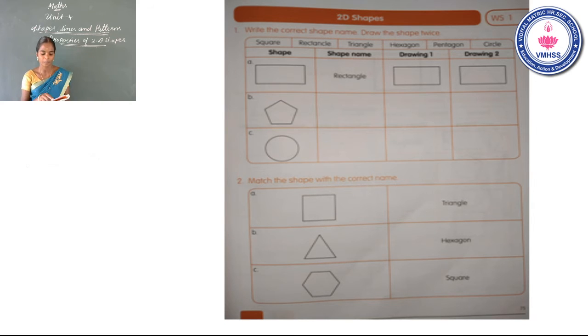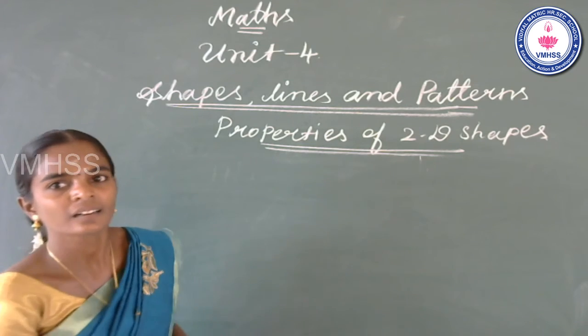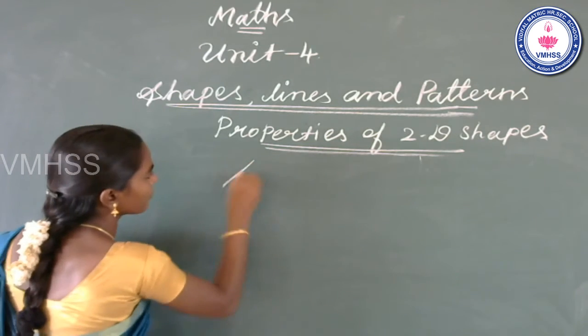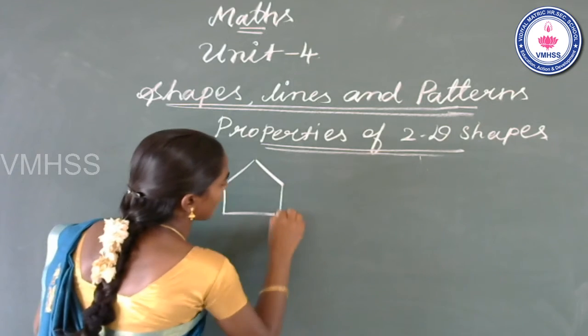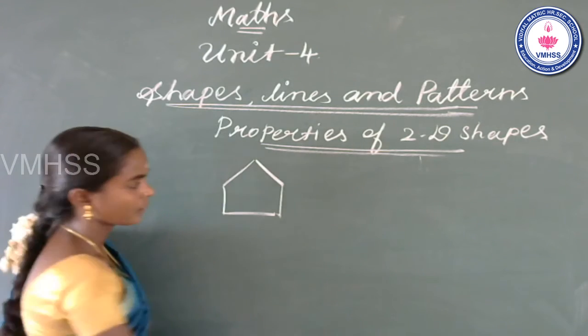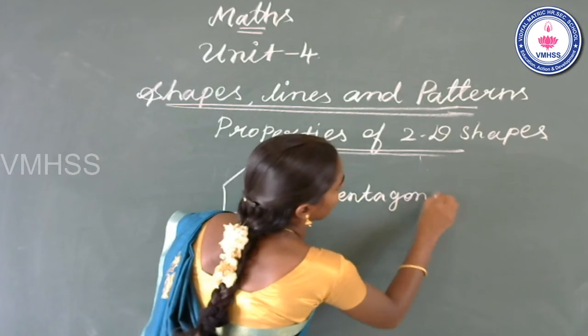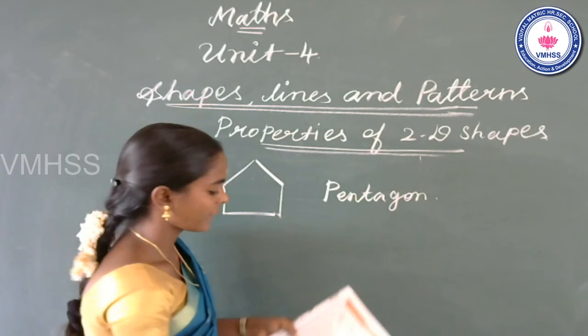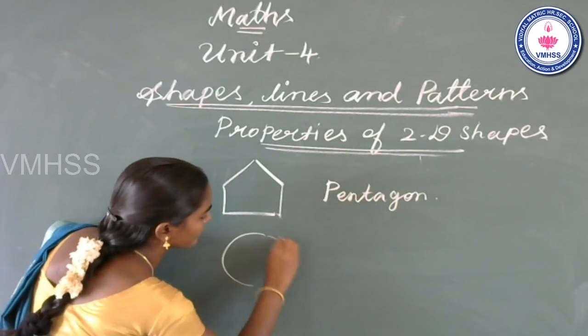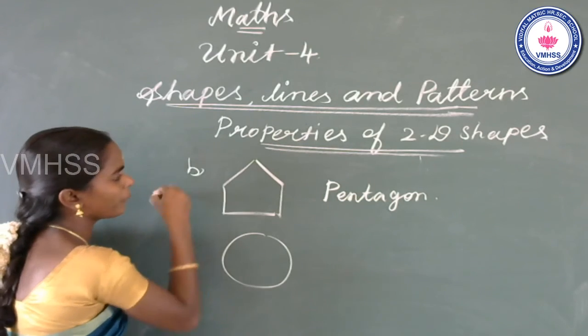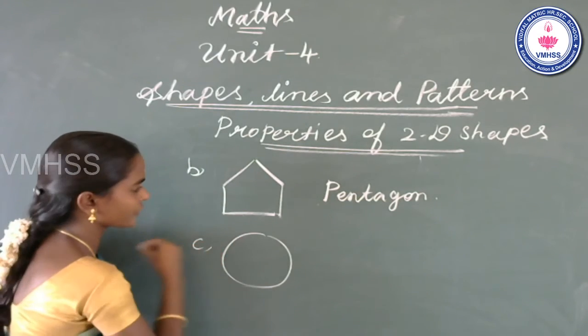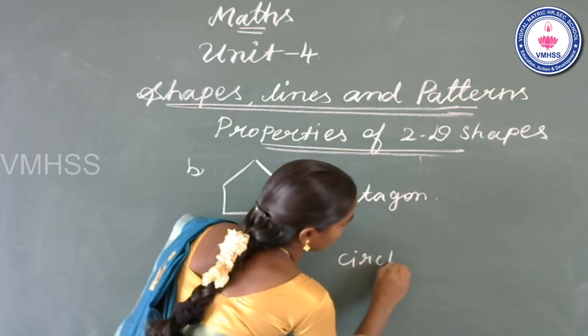Children, next, B1, listen. What is the shape, ma'am? Students, listen here. Second shape. What is the shape, ma'am? Pentagon. Next, write the name. Pentagon. Okay, children, next one, circle. So, B, pentagon. C shape, circle.